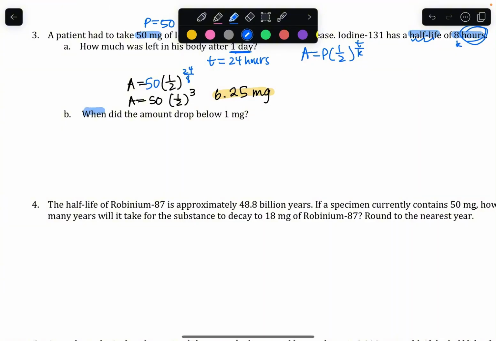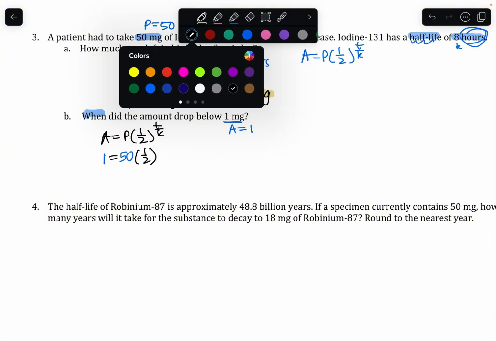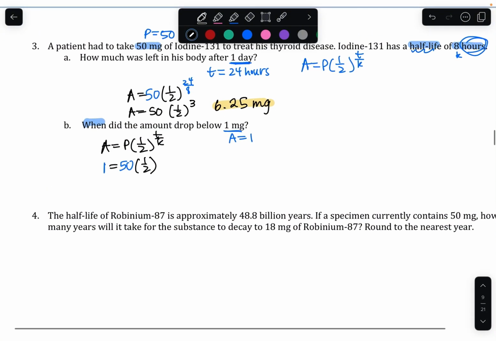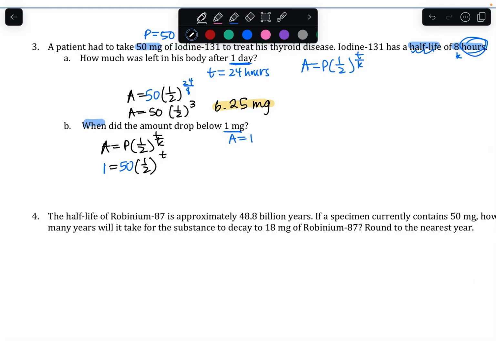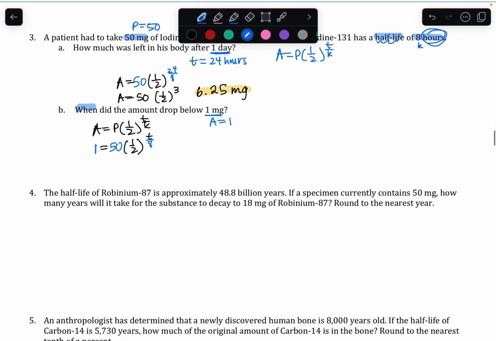Okay. Part B says when did the amount drop below 1 milligram? Okay, so that's our future amount. And so when I'm setting up my formula, we know that A, our future amount is 1, P was still 50, and then we know K is still 8, but we don't know T this time. It says when. We're trying to find when it drops below that 1 gram. So I fill in everything I have. We still have the half-life K is 8 hours.